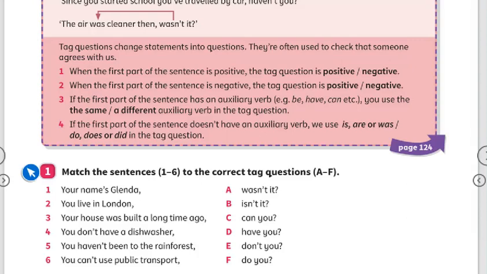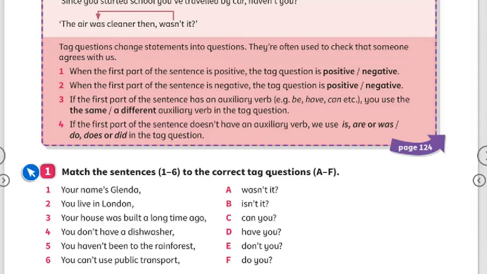Again, pause this video please for a while and you answer 1 to 6, A to F. Okay guys, now let's move on to number 2. You live in London. The answer is letter E. Don't you?